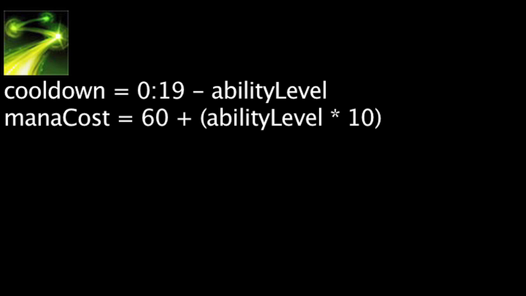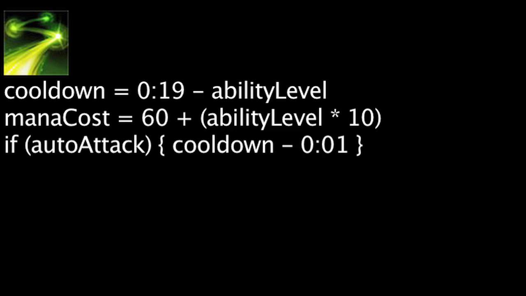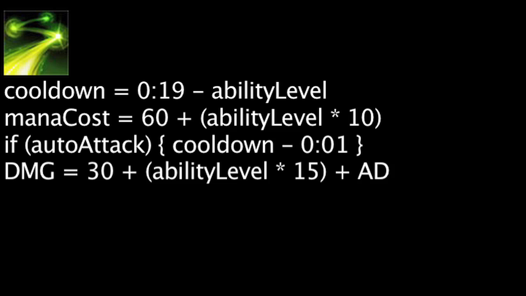Alpha Strike has a cooldown equal to 19 minus the ability's current level. It will cost mana equal to 60 plus the ability's current level times 10. Master Yi's auto-attacks will reduce the ability's remaining cooldown by 1 second. When cast, Master Yi will become untargetable and strike up to 4 nearby enemies, dealing physical damage equal to 30 plus 15 times the ability's current level plus Master Yi's attack damage.